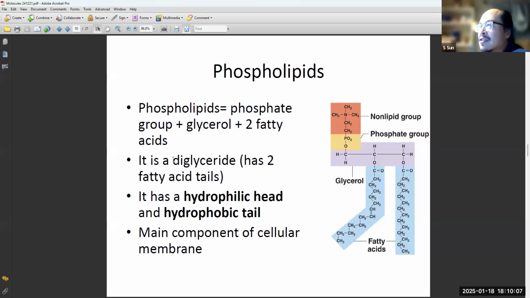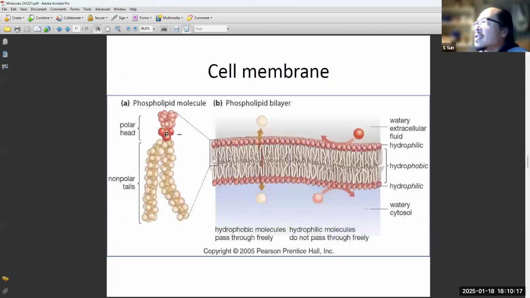What else? So this is also called diglyceride because it has two. This glycerol, compared to triglyceride, right? Triglyceride, we have three. So here is the membrane. This is your cell. In our next lecture, we're gonna talk about the cells. And so the cell membrane is this.